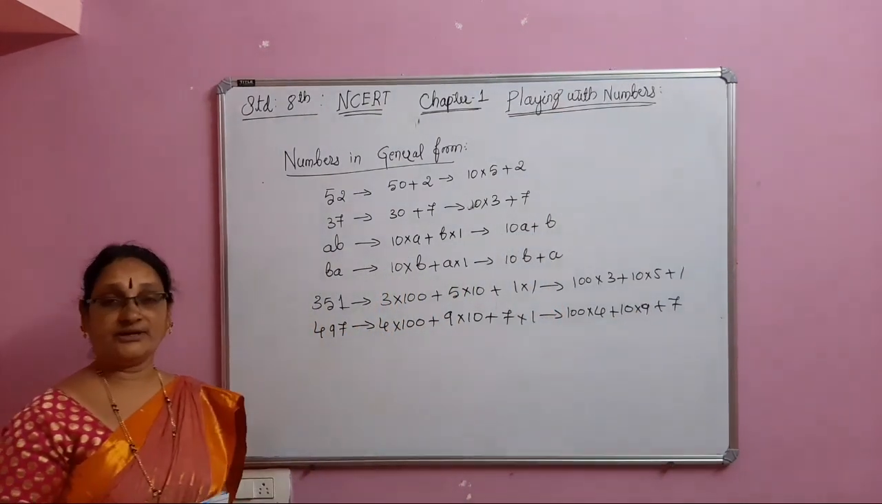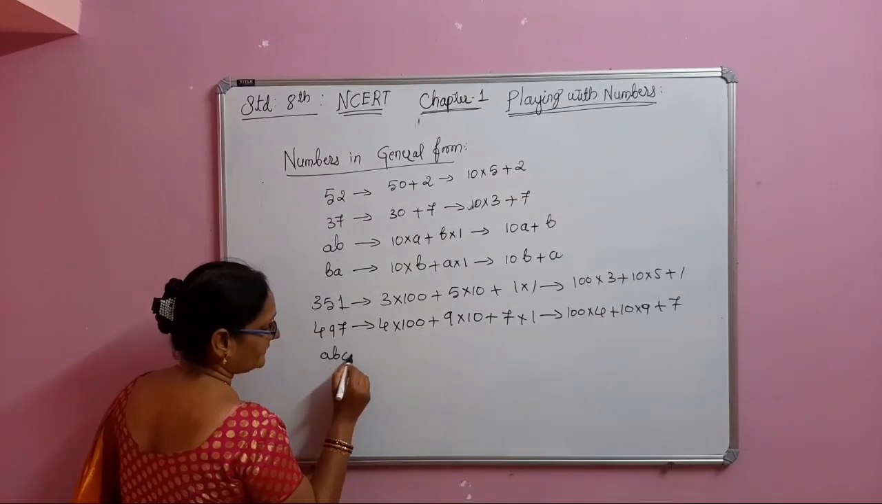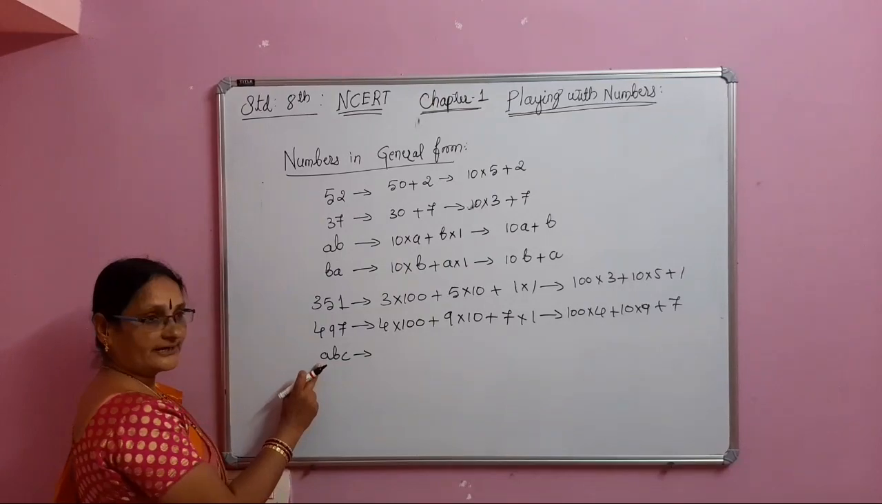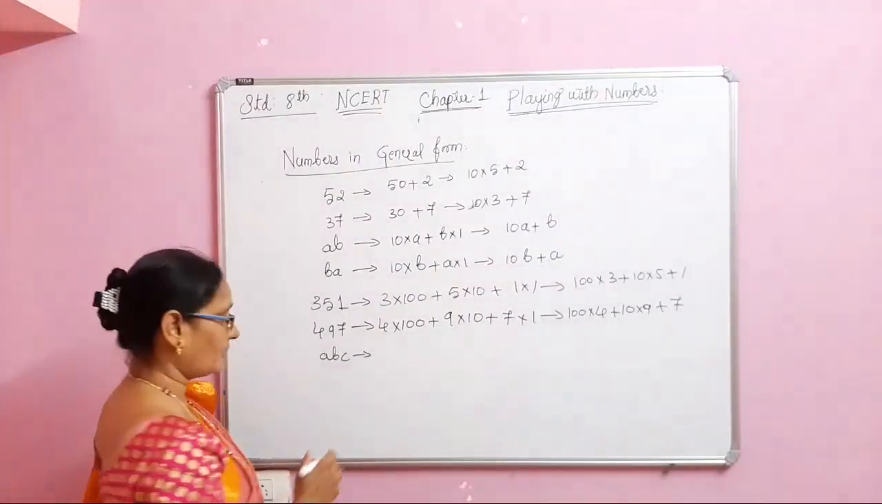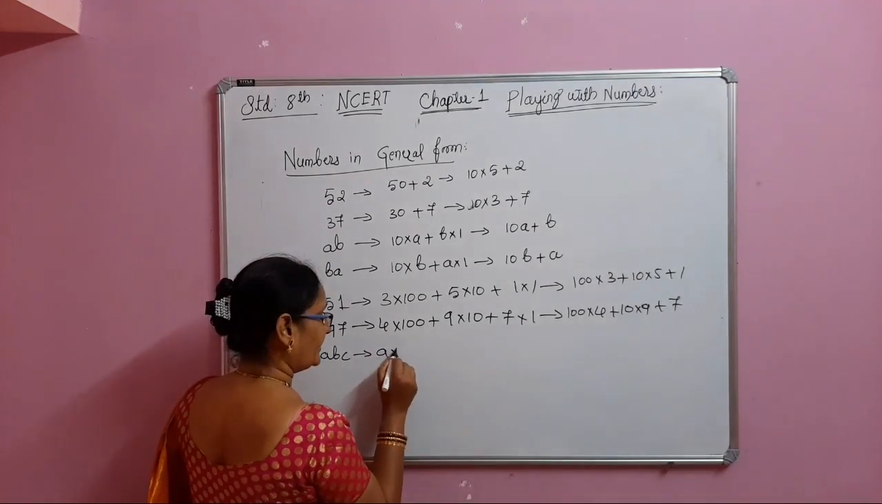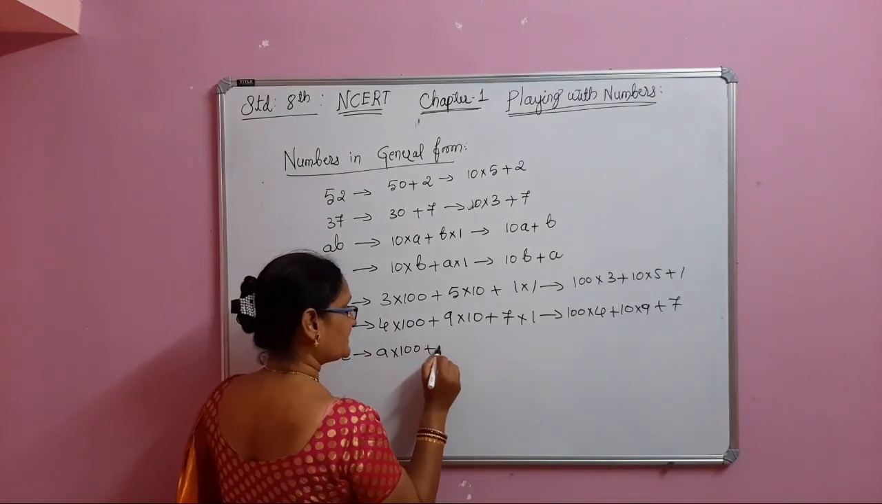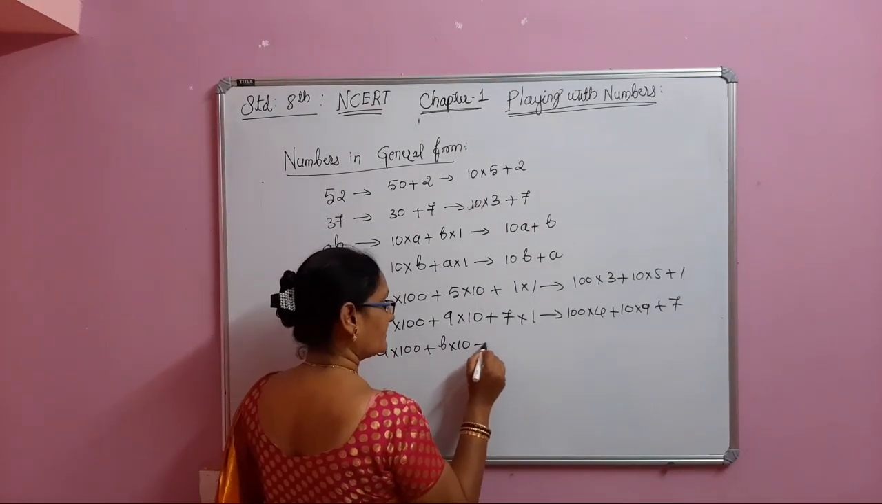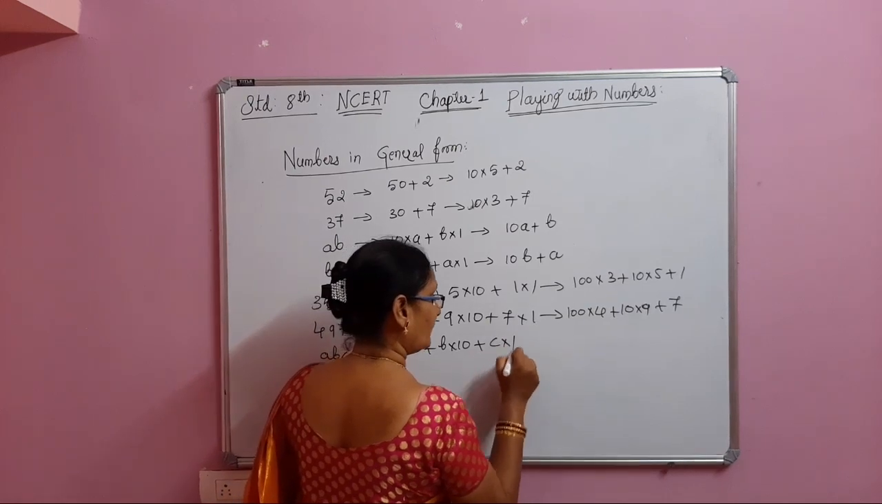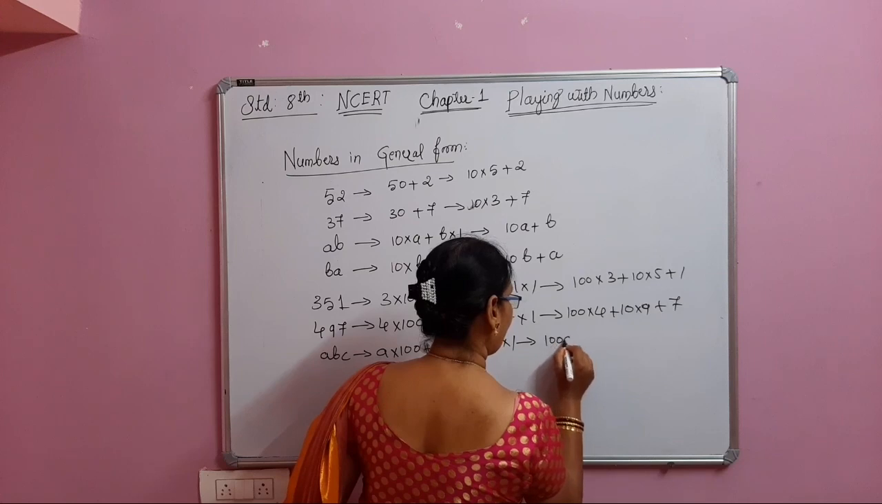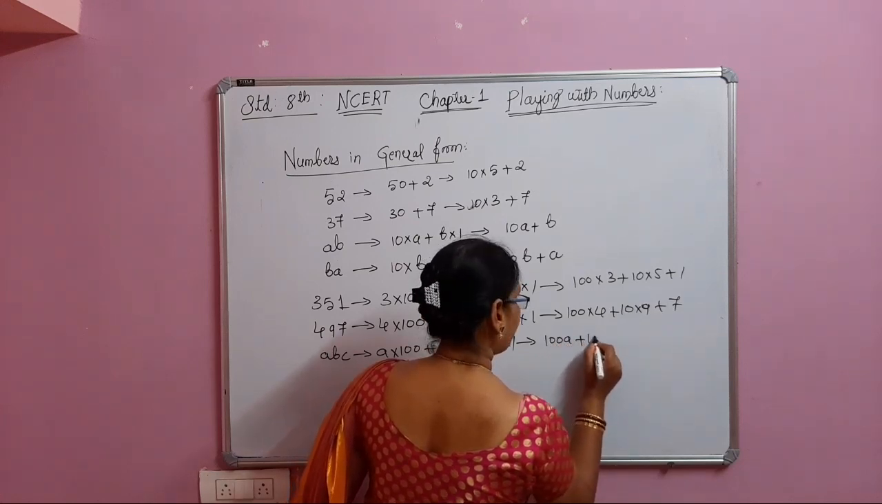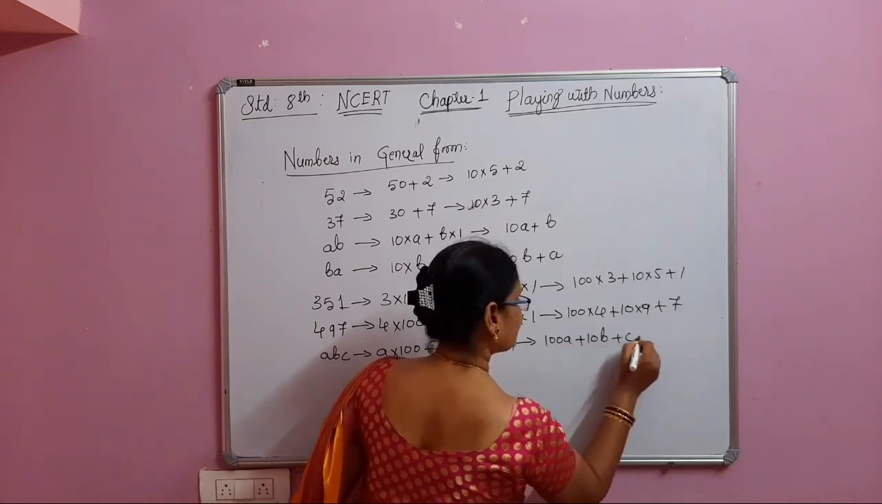In the same way, in general, we take ABC. See here, ABC: A is in the hundreds place, B is in the tens place, C is in the units place. Now how can we write it? A into 100 plus B into 10 plus C into 1. So this can be written as 100A plus 10B plus C.